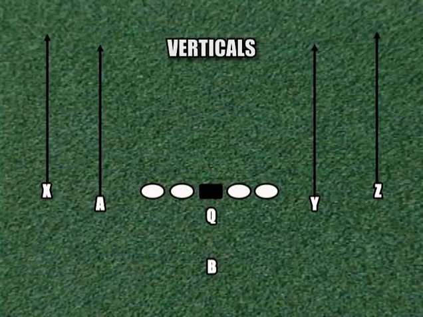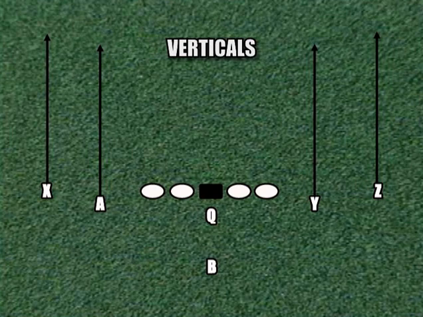Our next route is a vertical route. This is a route that we would check to if we had man coverage and we felt like we had a mismatch. Versus a one safety look, we're going to read the two inside receivers, either A or Y, to try to get the throw. Their landmark is two yards outside the hash. We give them this landmark where we can keep the field spread out and keep the passing lanes as open as we possibly can.